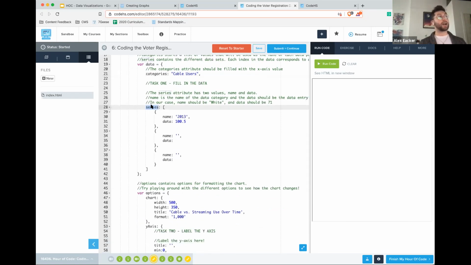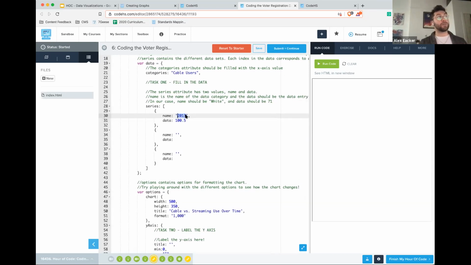The series, right, so the category is the x-axis value, and the series is the actual data that we're going to be inputting. So here we've got the name of that data. In this case, it'll be the year 2013, or in your case, that might be white, for one of the demographics, and the data would be 71. In this case, our data is going to be 100.5 because we're using cable users. Notice that the name is a string value, and there is a comma after it. We'll see that those exist in all of these places, and it'll only work if that's the case.